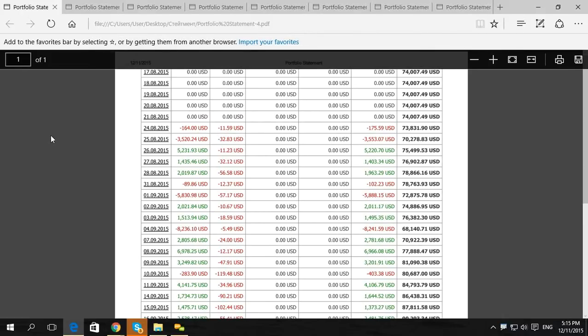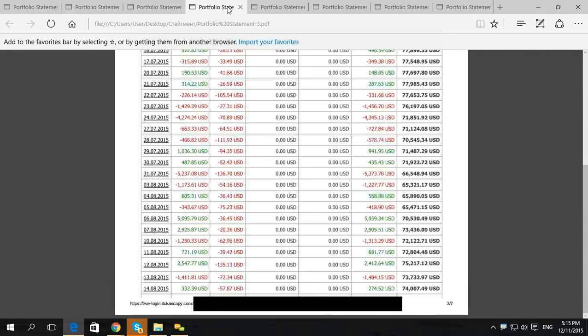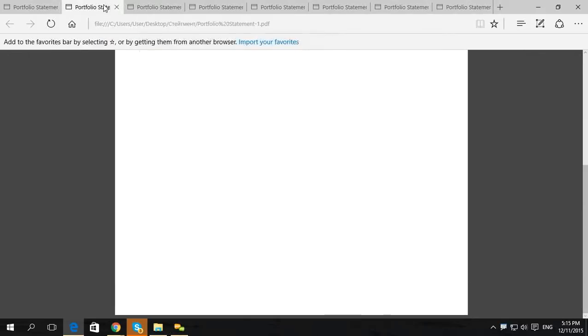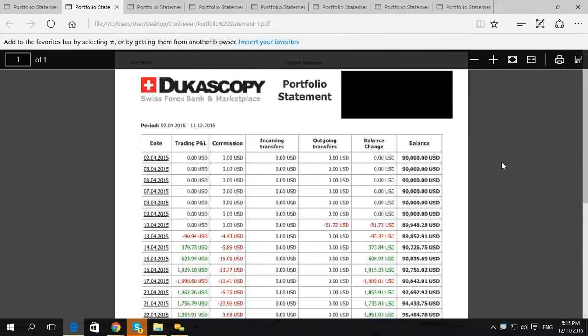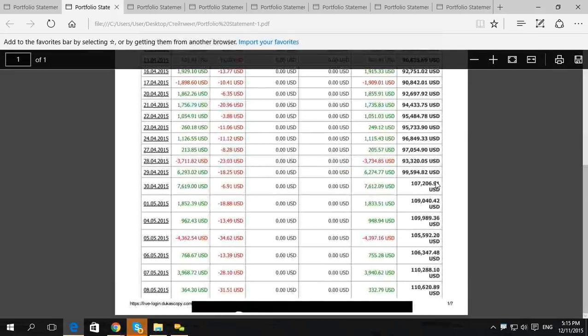This is not the first one. Where is the first statement? Should be the first statement. Yep, this should be the first statement. Started in April, 4th month, April. Now is December. So if you ask yourself, can you trade and make money? Yes, you can.